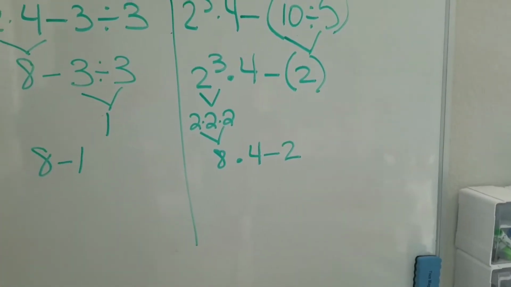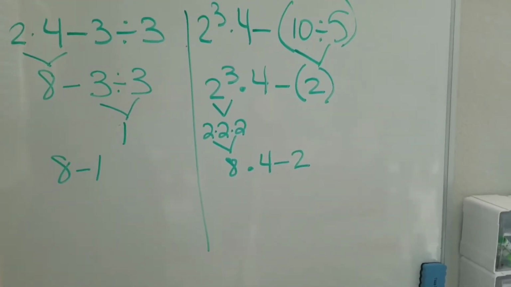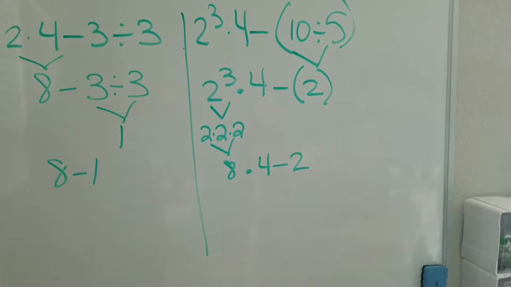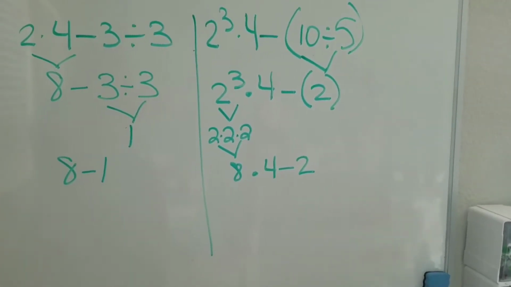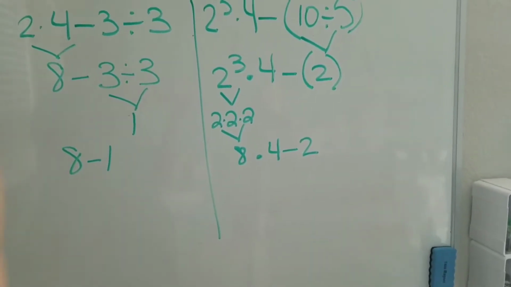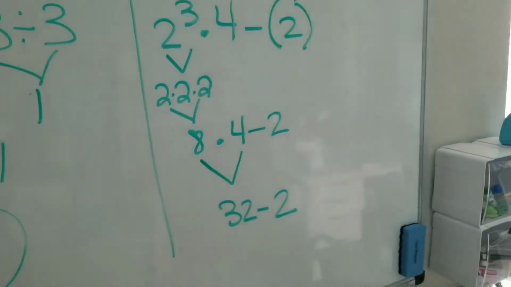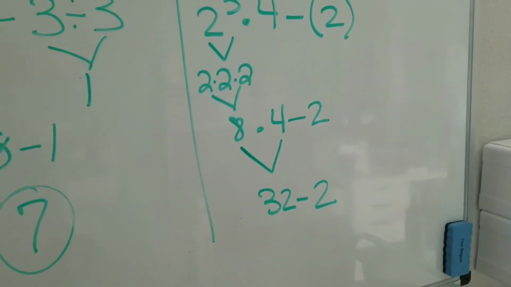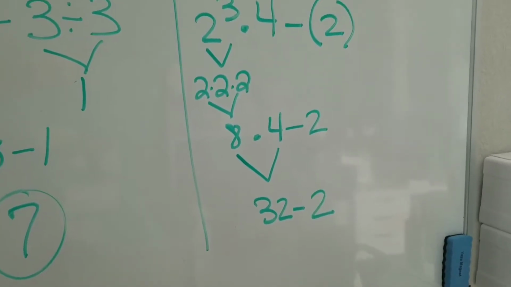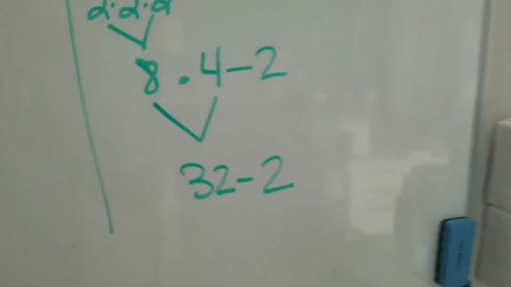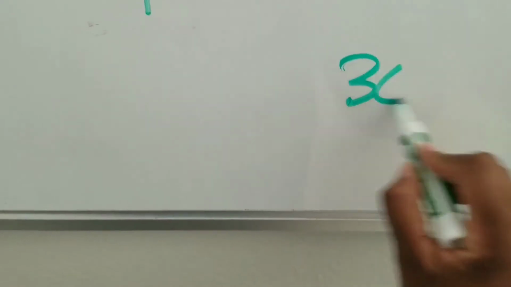Excellent job. What do I do next? 8 times 4. Very good. And 8 times 4 is what? 32. And we bring the entire problem down. Let's write that down. So 32 minus 2? 32 minus 2 is 30. So our answer is 30.